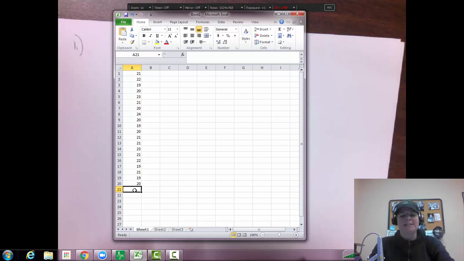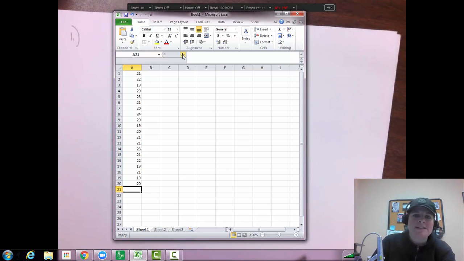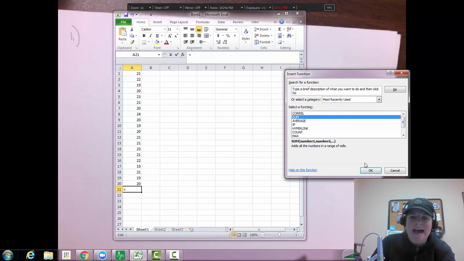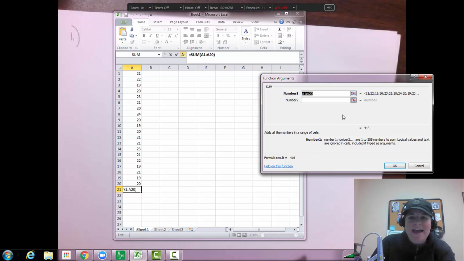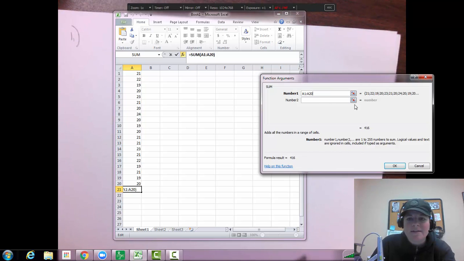Okay, so you use an equal sign, or you can hit this little f of x, and we want the sum. Remember, sum means add, and I push OK. And then it goes through all of this part, A1 through A20. If you want to make sure this is right, you just make sure it goes through the right numbers. If you do it right under, it always does the right ones.